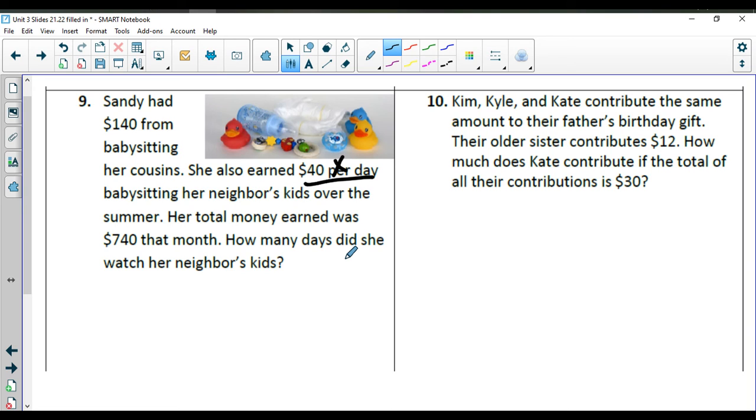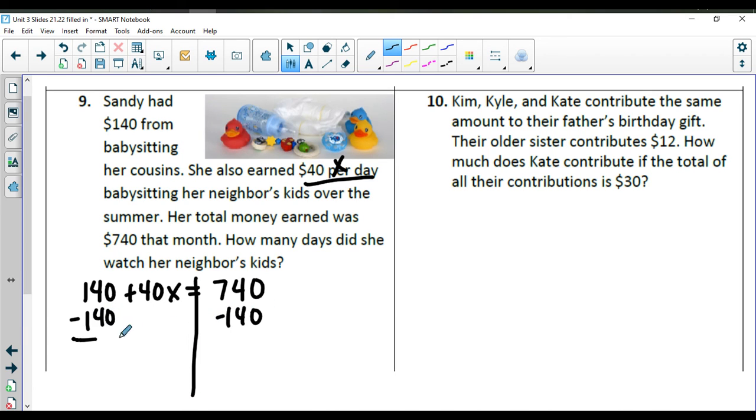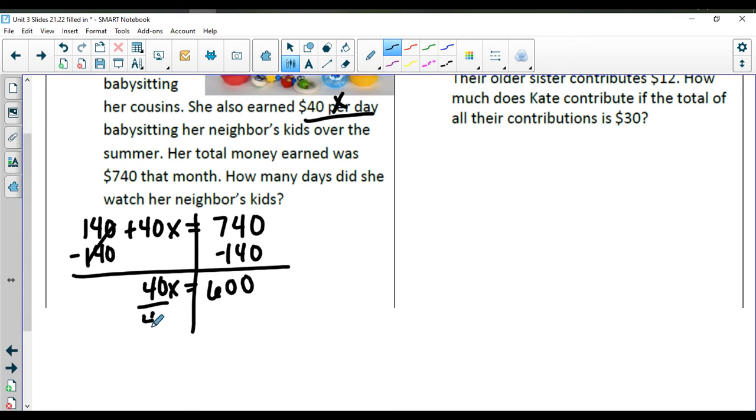All right, so we're going to go ahead and set up our equation on this one. Her $140 plus $40 per day. Her total money earned, which is her equals number, is $740 then. We're going to go ahead and subtract 140. And we're going to get 40X equals 740 minus 140 is going to give you 600. And if we go ahead and divide through by 40, we get X equals 15. So our answer with a label, how many days did she watch her neighbor's kids? So she watched them for 15 days.